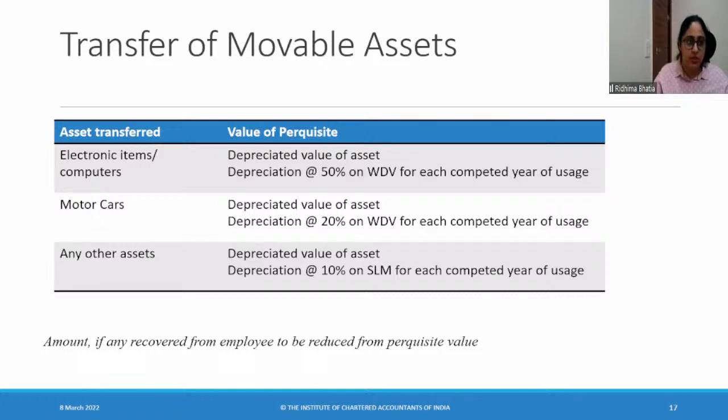Any other query in relation to transfer of assets? Okay.